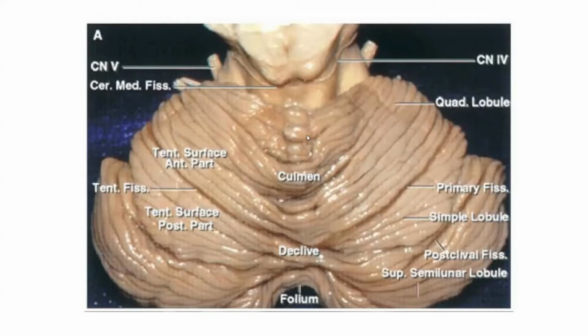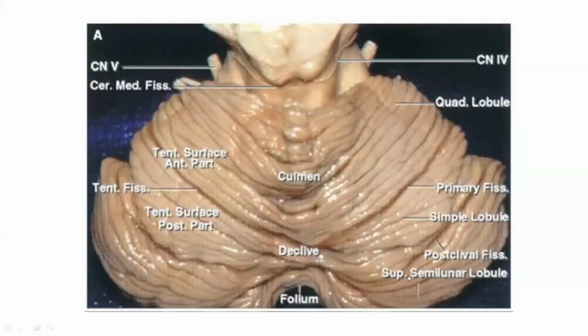So this anterior one is the quadrangular lobule, whereas posteriorly you have two lobules which are divided by another fissure called the postclival fissure. So this anterior fissure was the primary fissure. This posterior fissure, which is in the posterior aspect of the cerebellum, is the postclival fissure. And this postclival fissure separates the posterior portion of this tentorial surface into an anterior lobe, which is the simple lobule, and a posteriorly located lobule, which is the superior semilunar lobule.